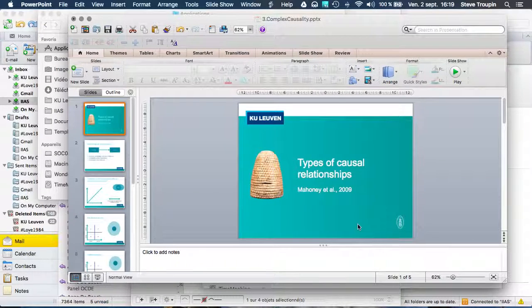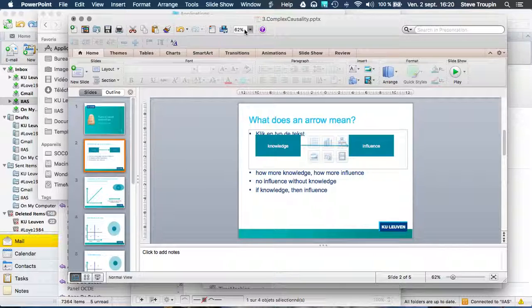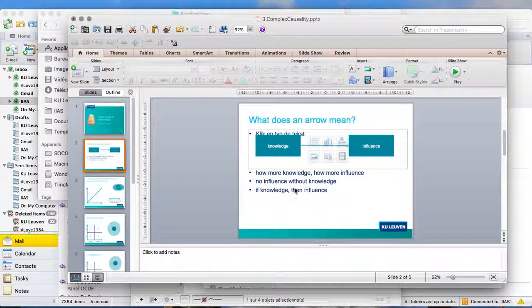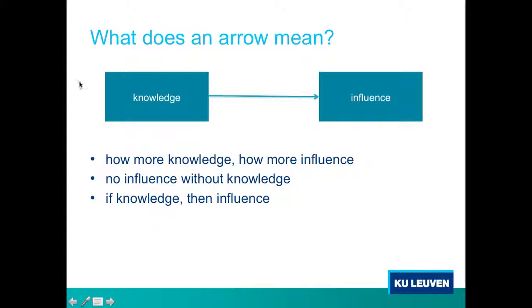Right? So I think it's important for you to understand that there are different types of causal relationships, and that you should specify to some extent what you mean with an arrow. When you say, I relate this to that, what do you mean? Do you mean the more X, the more Y? Do you mean no Y without X? Or do you mean if X, then Y?